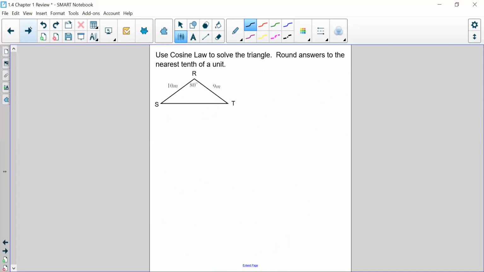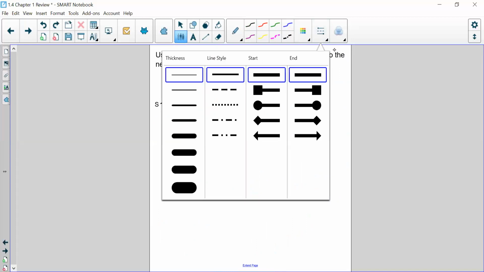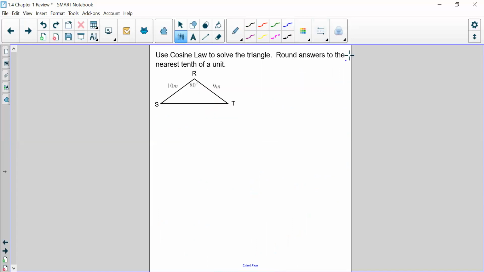All right, so here's another triangle. And if you look here, you can see there is no loop of information. I have angle R, but not side R. I don't have angle S, but I have side S. I don't have angle T, but I do have side T. So no loop and no way to get that loop. So this is definitely cosine law.